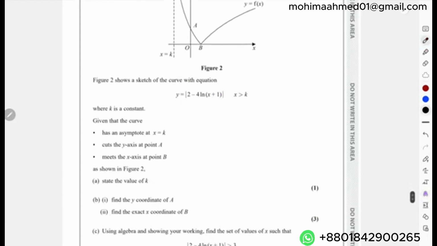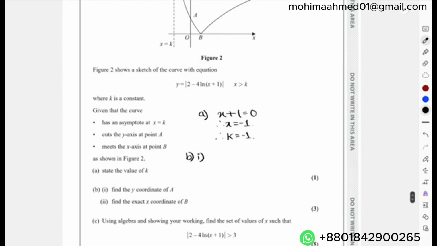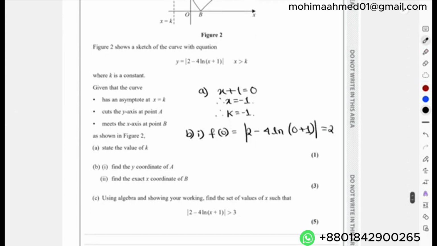So we can just write the solution for part A over here. x plus 1 equals 0. In that case, x equals minus 1. Therefore, we know k equals minus 1. Then for the y coordinate, we know x is 0. So part B1 can also be calculated over here. If x is 0, then x plus 1 is 1, and under a modulus you have 2 minus 4 ln 1, and that equals 2. So the y coordinate of point A is 2.